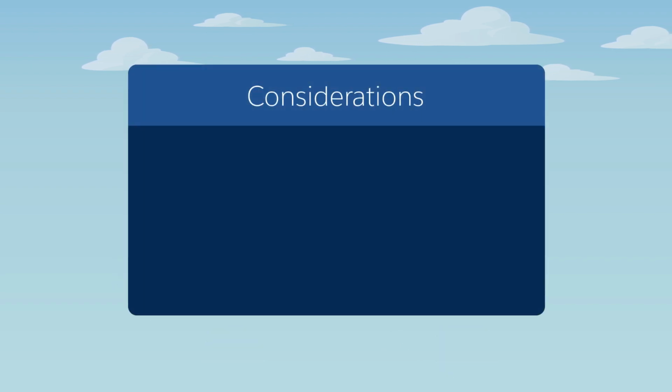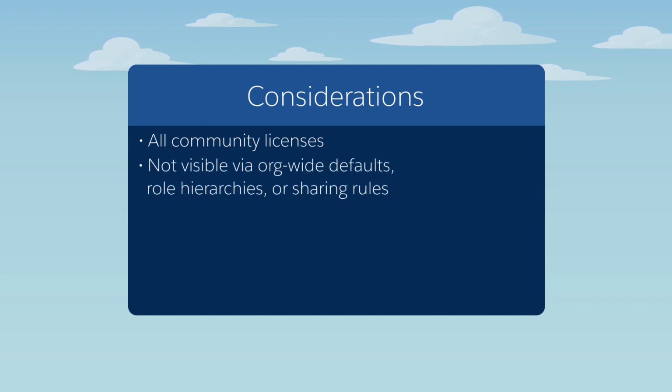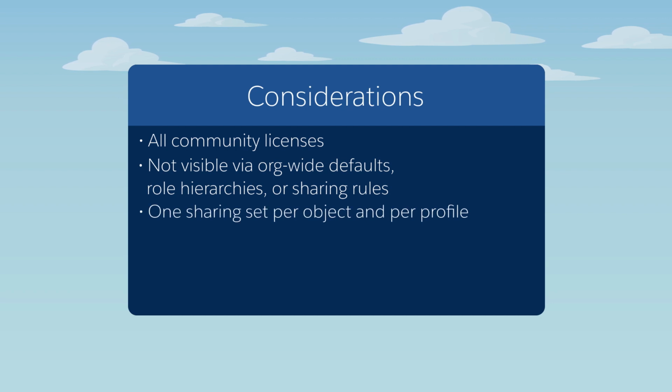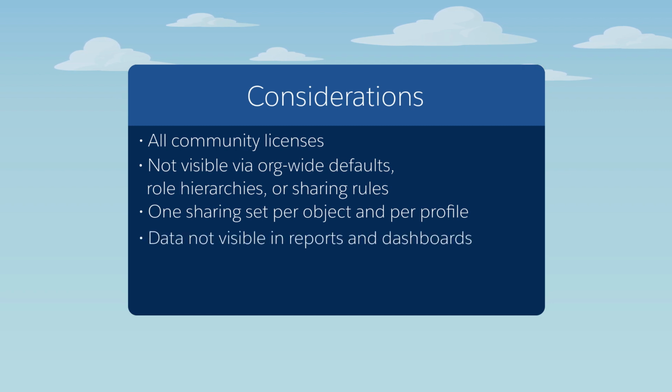Sharing sets are available to all community licenses. Records shared using sharing sets aren't visible via org-wide defaults, role hierarchies, or sharing rules. You can only create one sharing set per object and per profile. Data shared using sharing sets aren't visible in reports and dashboards. Sharing sets support the following objects.